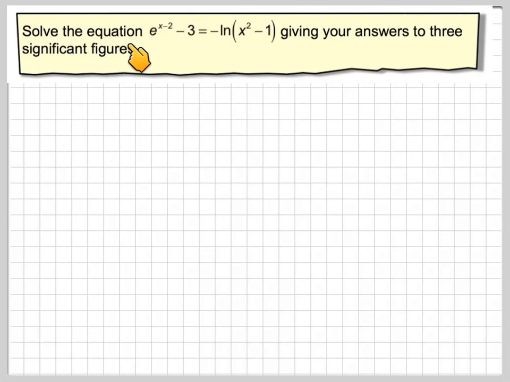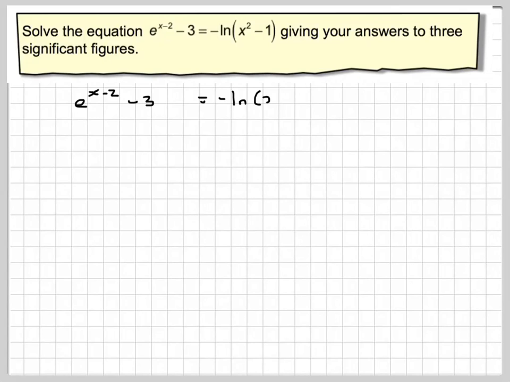Solve the equation e to the x minus 2, minus 3, is equal to minus ln of x squared minus 1, giving your answer correct to three significant figures. Now on paper 2 in SL Maths, you occasionally get equations which are very, very difficult to solve algebraically, if not impossible, and therefore you should be using your GDC. And this is what this is about.